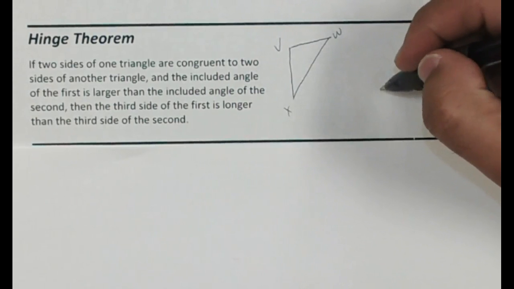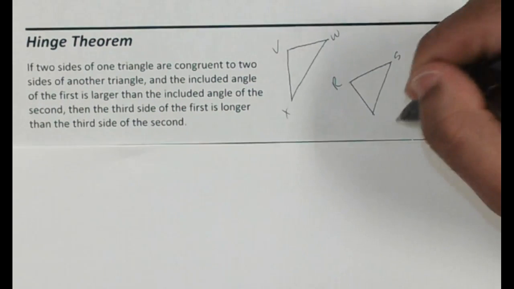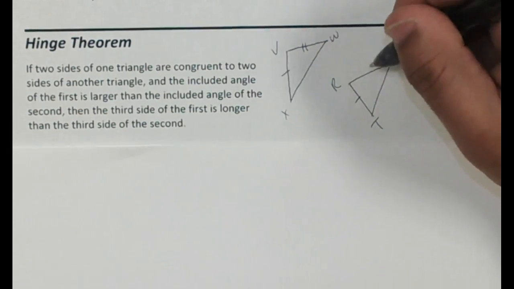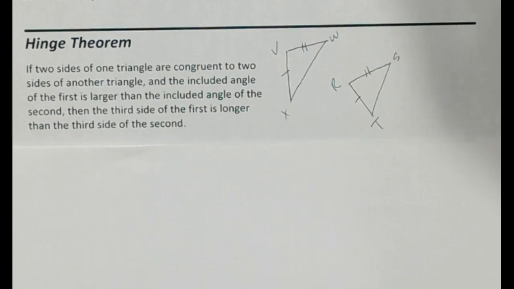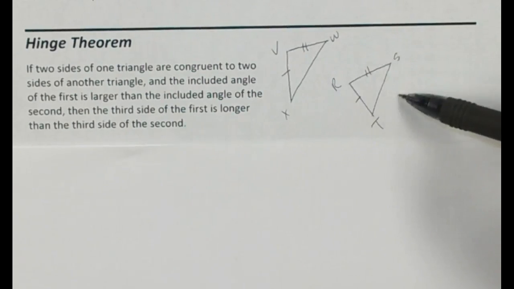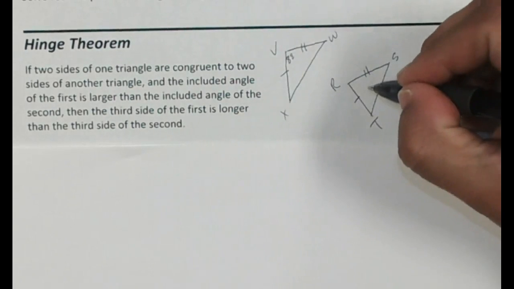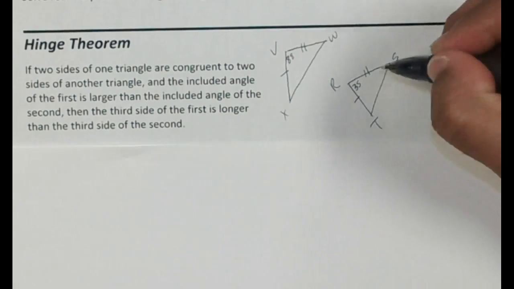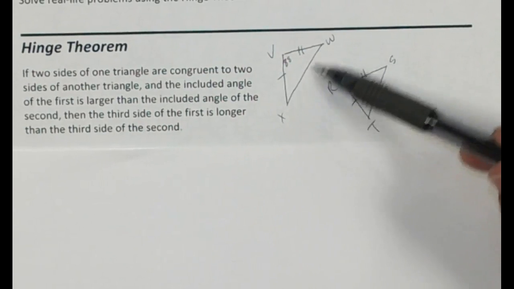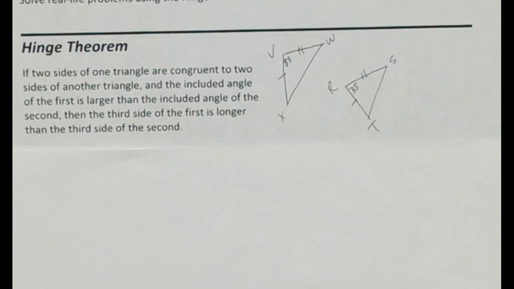And then we have another triangle, looks something maybe like this, where I have RST here. And let's say that I know that VX is congruent to RT and VW is congruent to RS. Okay. The angles here, angle V and angle R, that's going to determine which of these third sides is longer. So if I know that this one happens to be 88 degrees and this one happens to be, I don't know, say 35 degrees, okay, since this angle here is larger, that means this side right here, this segment XW, is going to be longer than this segment TS.